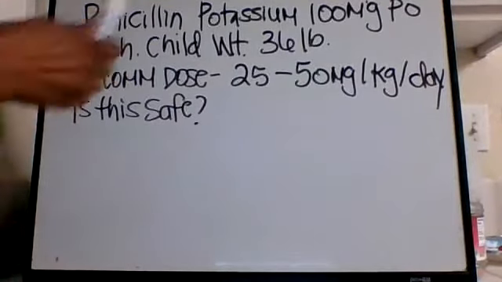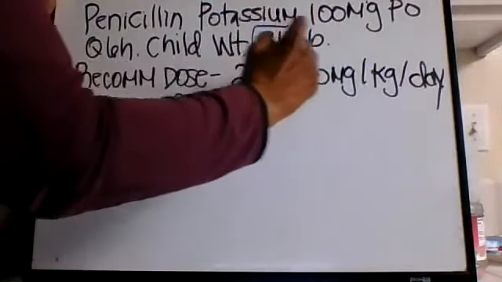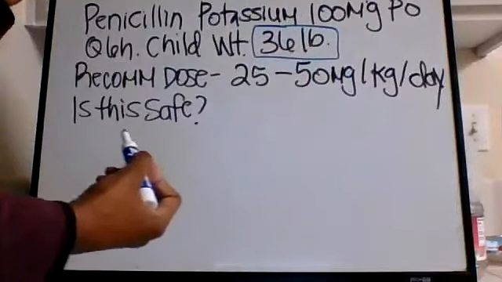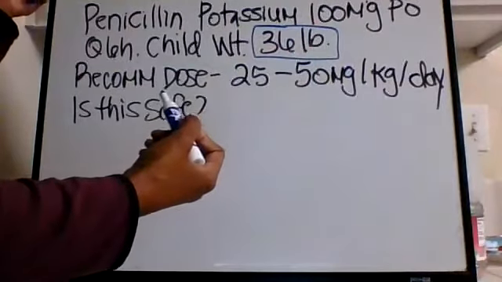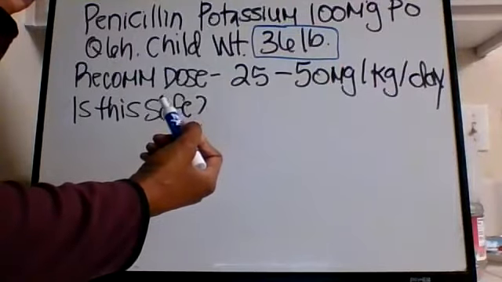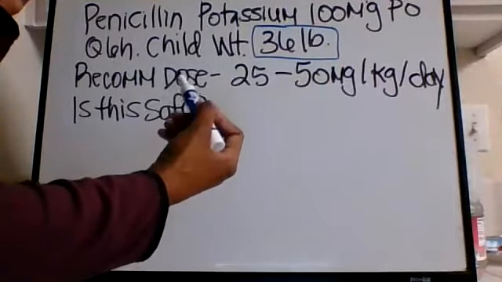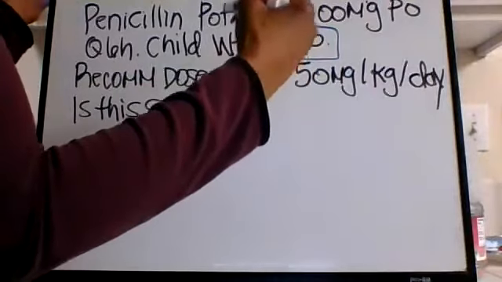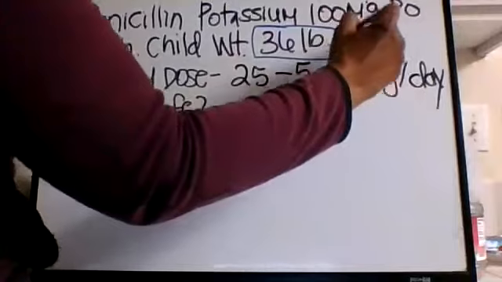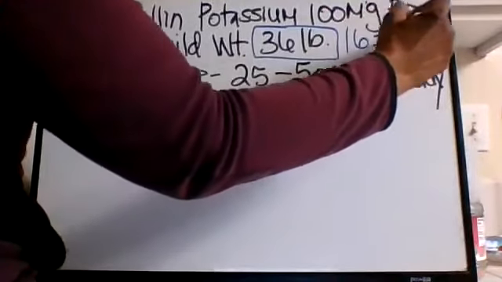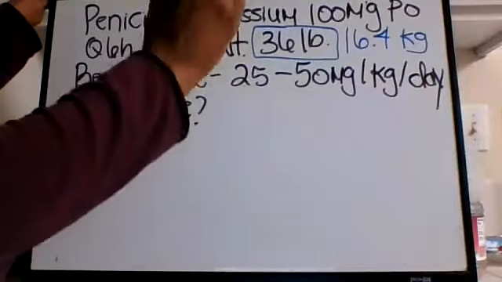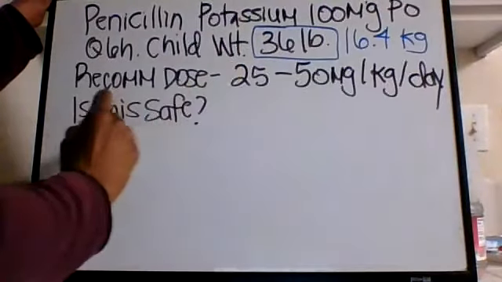All right, so step one is to convert the weight to kilograms. We take our 36, we divide it by 2.2, and that gives us 16.36. We round it to the nearest tenth, and we come out with 16.4 kilograms.